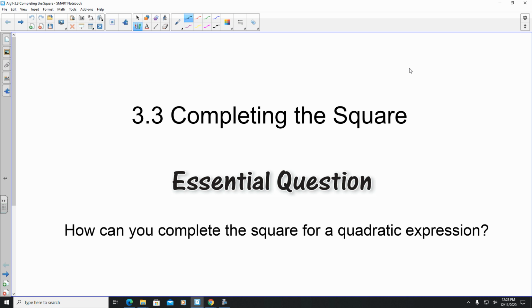In this section, we're going to be looking at lesson 3.3, where we're going to be completing the square. We looked at completing the square in our Algebra 1 textbooks, and we were able to determine that completing the square allowed us to solve an equation.